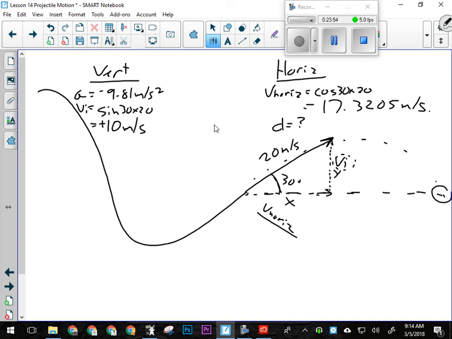Okay. So that means then that VF is negative 10 meters per second. Now do I have enough information to calculate time? I've got VI, VF, and A. Can I find time? Can I use this formula?